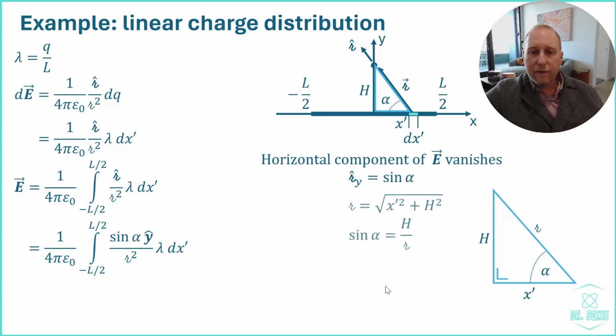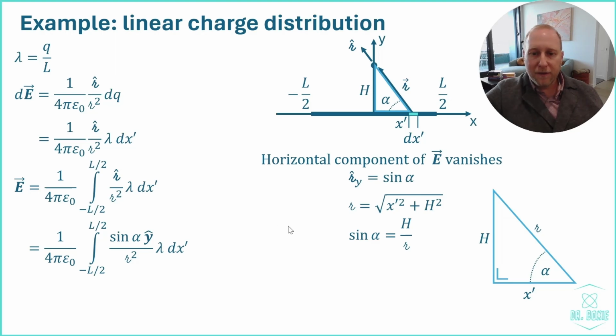Now notice, first of all, that because it's a right triangle, we can use the Pythagorean theorem to find that curly R is equal to the square root of x prime squared plus h squared. And because it's a right triangle, again, the sine of alpha is the opposite side divided by the hypotenuse, which means it's h divided by curly R.